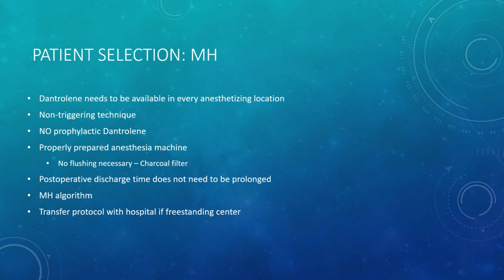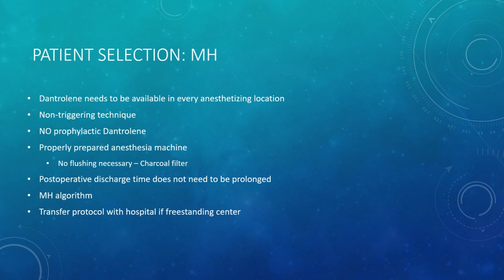There is no point in giving prophylactic dantrolene. You have to have a properly prepared anesthesia machine, while it's still unclear how long a volatile anesthetic may be present if you don't have an MH-naive or volatile-naive machine available. The charcoal filters are seen as a reliable tool to exclude contact of the patient with volatile anesthetic.